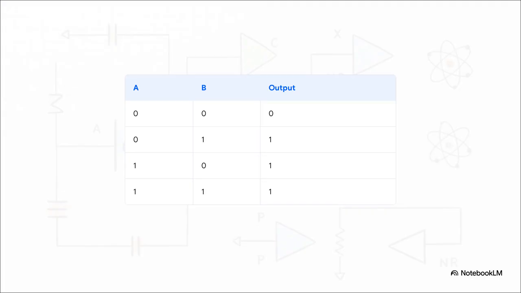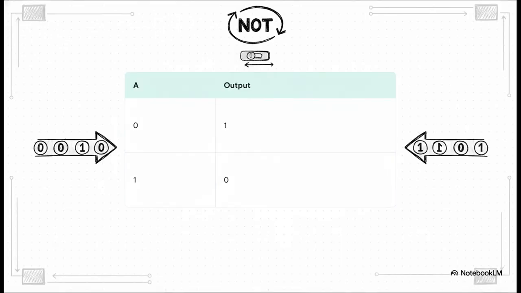The rules are simple, really. An OR gate outputs a 1 if literally any input is a 1. Now, the AND gate is like basic multiplication. It only outputs a 1 if both inputs are 1. The NOT gate, incredibly simple. It just entirely flips your input. 0 becomes 1 and vice versa.